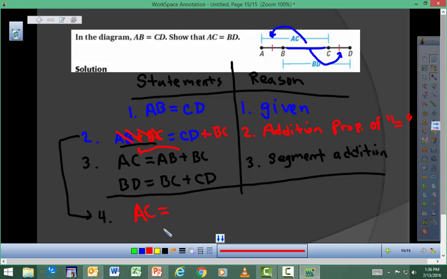Okay. And I want to do the similar trick over here. You see this CD plus BC? It's equal to something also. It's equal to BD. So I'm going to put BD right here. And the reason why we can replace this with this, that's called the substitution property that we learned about. So step number 4 is going to be called the substitution property.